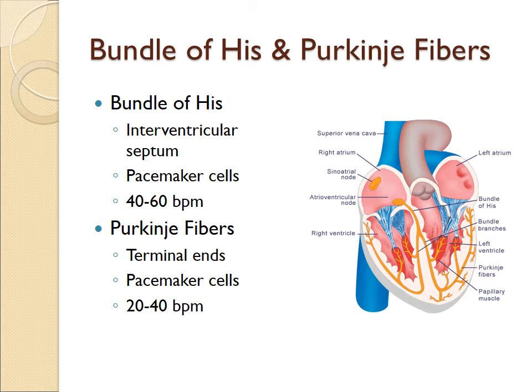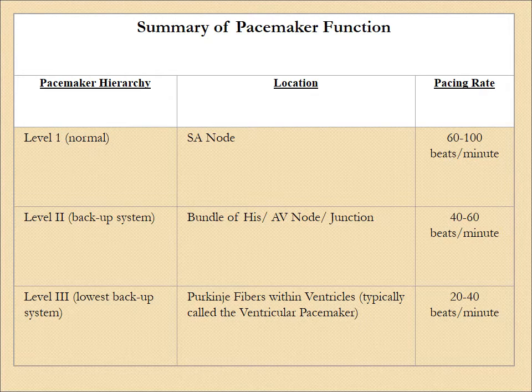And then after that are our Purkinje fibers, which are the terminal ends of the bundle branches. It is the third and final pacemaker site. It paces at a rate of about 20 to 40 beats per minute. And here is a summary of the pacemaker functions, with the primary or level 1 SA node beating at 60 to 100, the backup system at 40 to 60 at the bundle of His, and then the final one at Purkinje fibers. So of course we always want the SA node to be functioning.